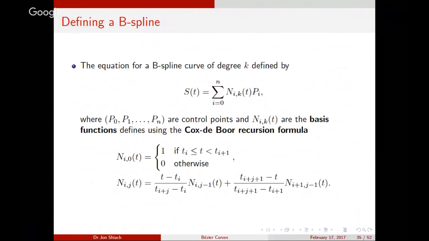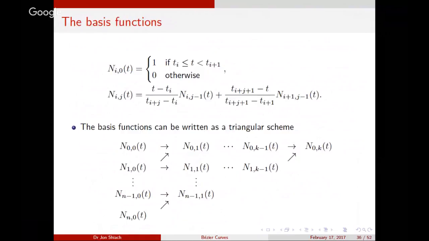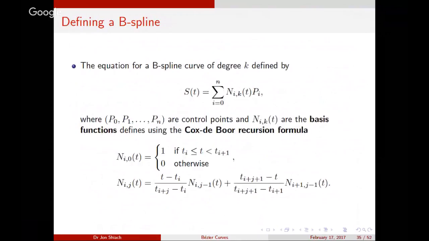We have two expressions. Remember that 0 means this is your control point, and remember the ij notation from the previous lecture. For the ones on the far left of that triangular scheme, these values are determined by this case statement. It has a value of 1 if this logic statement is true, or 0 otherwise. It's like an on-off switch. For all other cases, we have this nasty function here. Well, it looks nasty, but it's not that difficult.